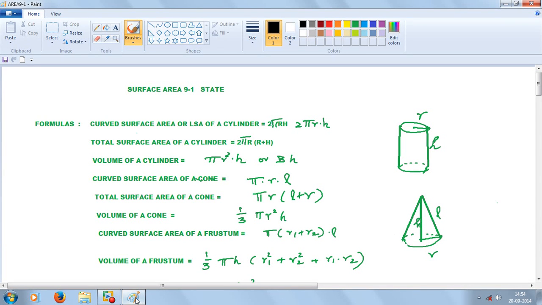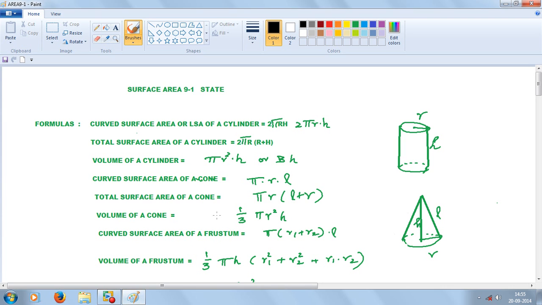Welcome to our first lesson in surface area. So we will just see some of the basic formulas. In this chapter we will deal with surface area of cylinder and cone chiefly.